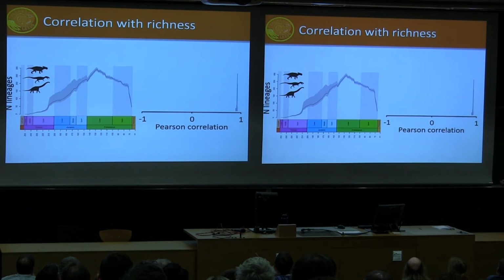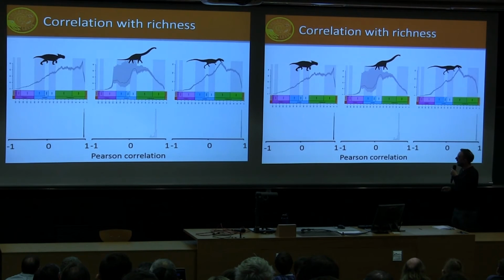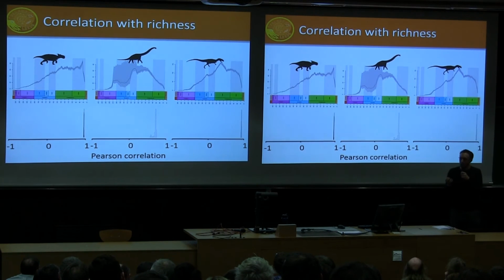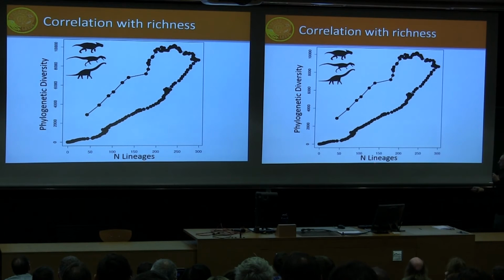If we do a Pearson correlation across 100 trees, we see they all fall out to the far right, so they're very strongly positively correlated. We can do the same for all of our subclades. And this is telling us two things. So first of all, it seems bad that basically our phylogenetic diversity is telling us the same story as richness, so why bother doing it? But also we know richness is going to be biased by sampling, so that makes us worry that what we're seeing isn't real.